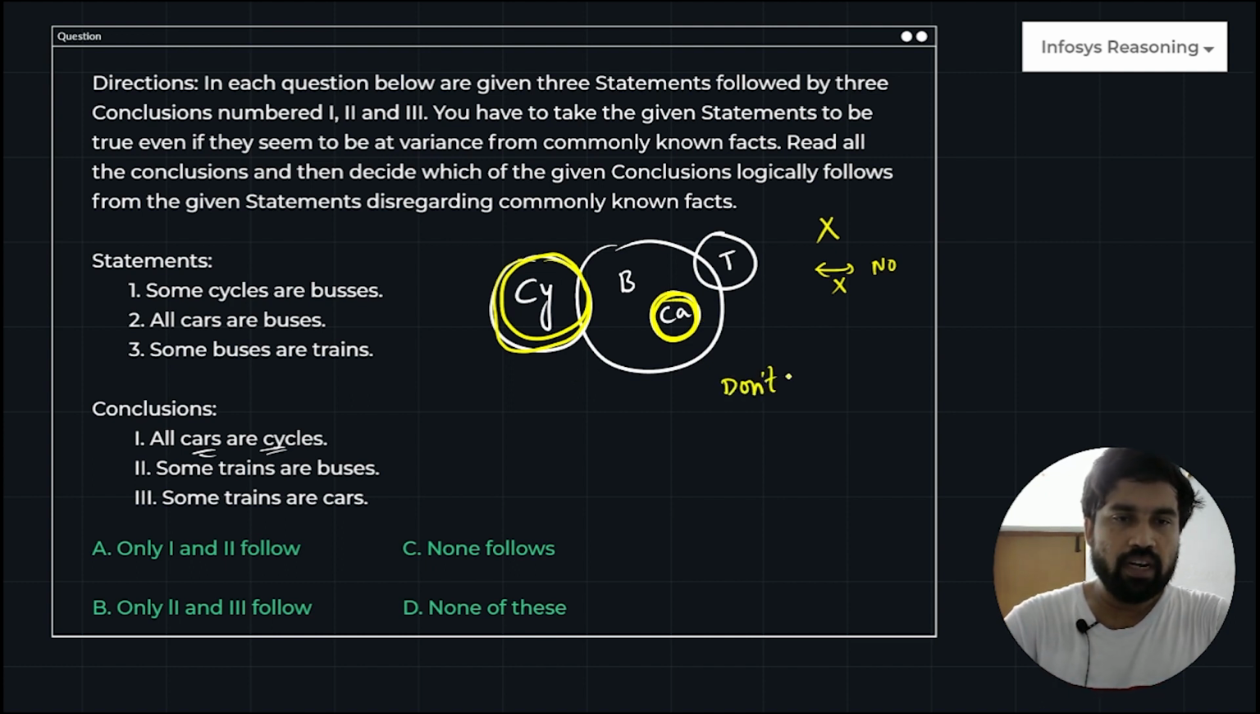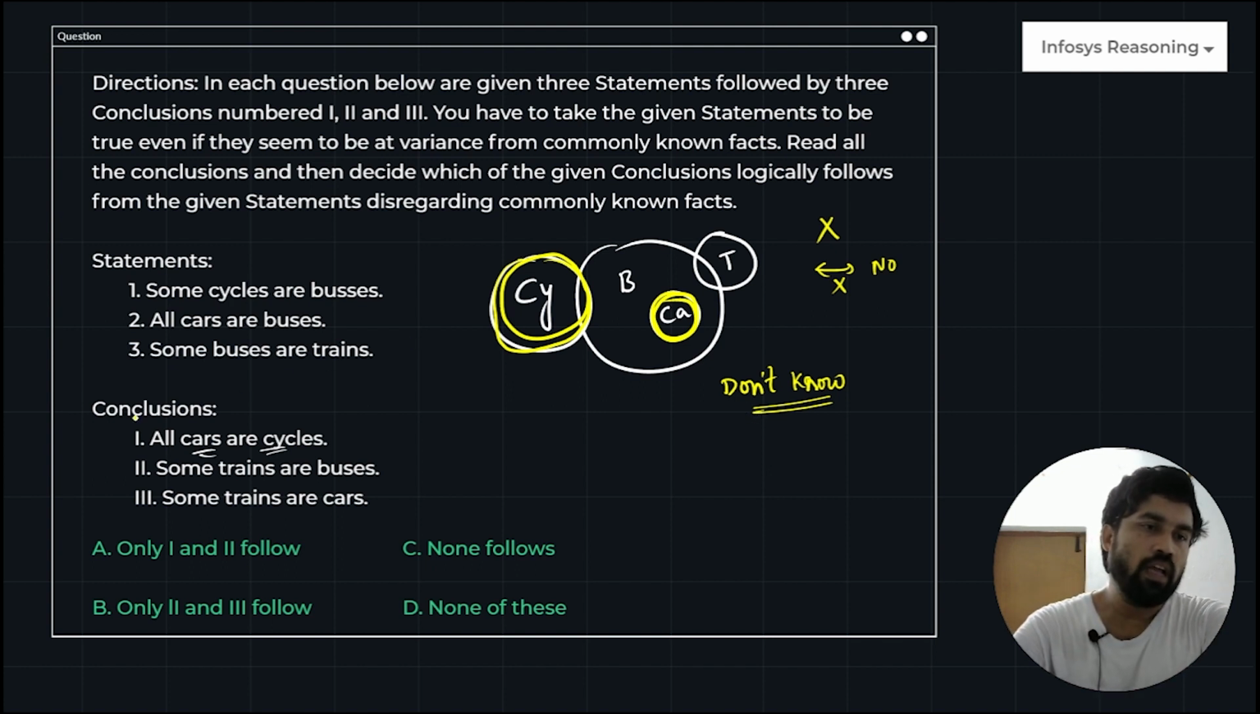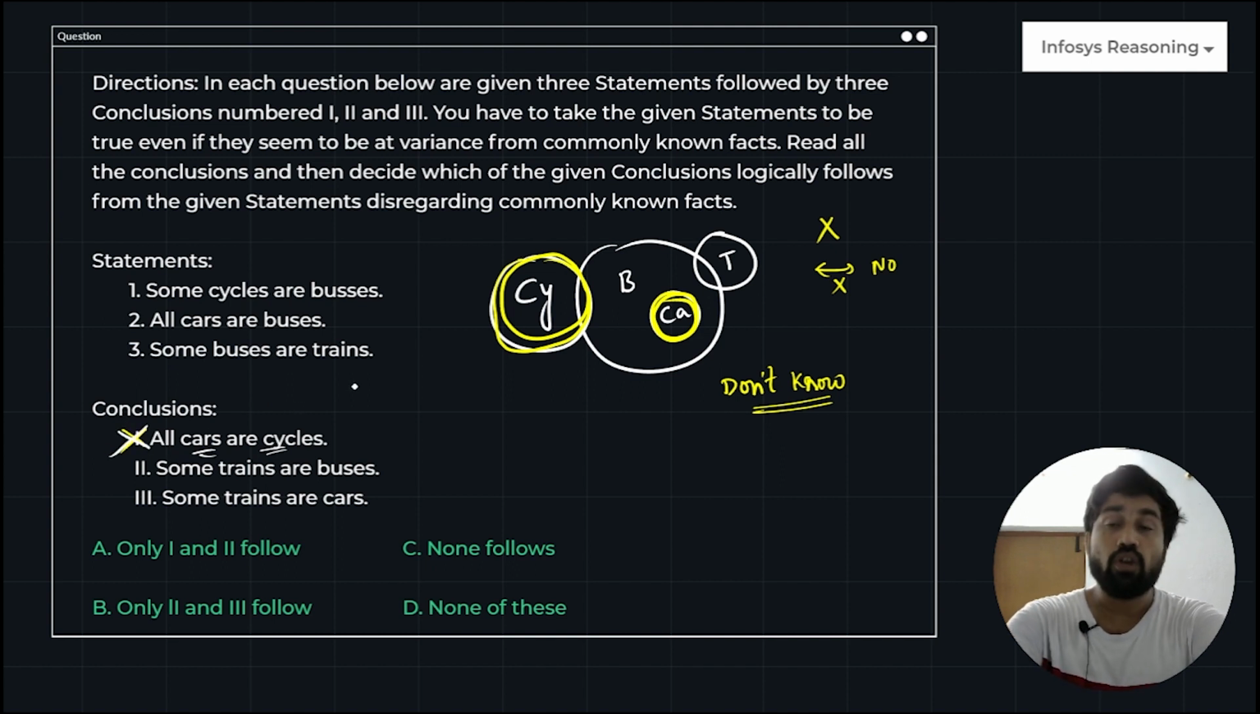It's very important and the heart of the syllogism topic when you learn through the logical Venn diagram. If you don't know, any conclusion is wrong. Remember this. If you don't know, any conclusion is wrong. Why? Because a conclusion needs to be 100% sure. But here the condition is I don't know. If I don't know, I can't confirm any conclusion. So simply, conclusion one is false.